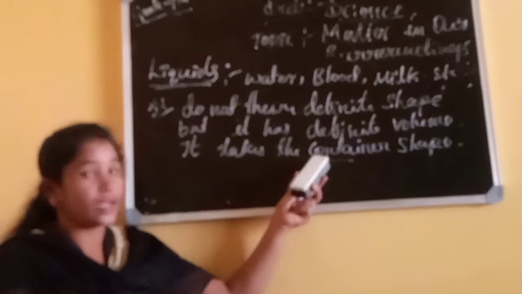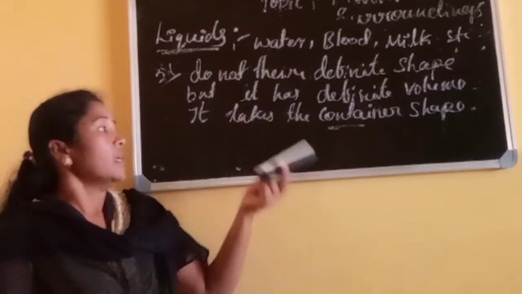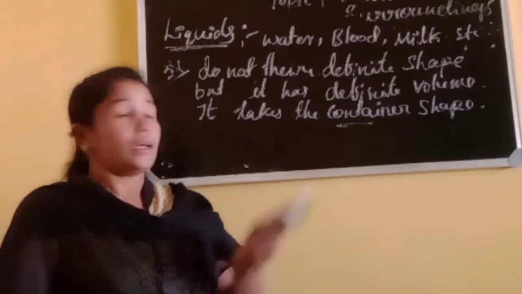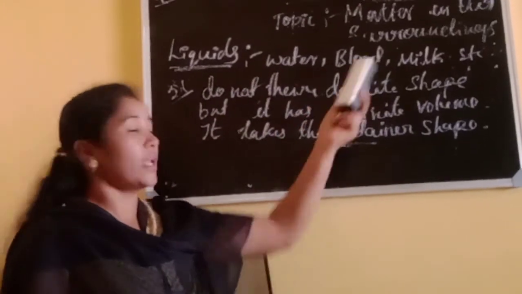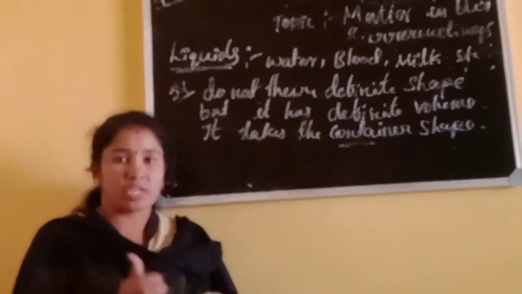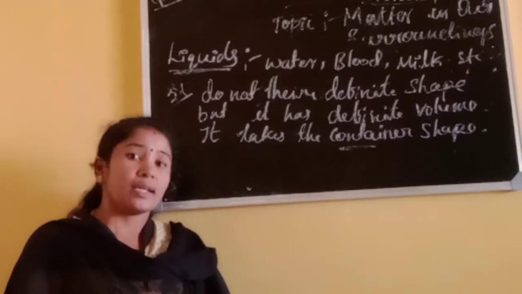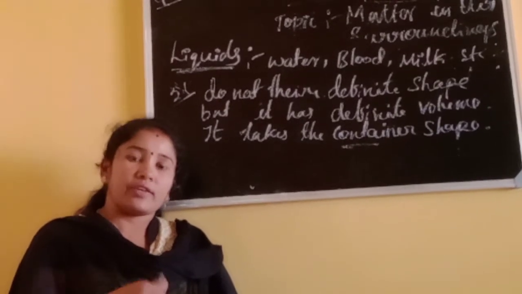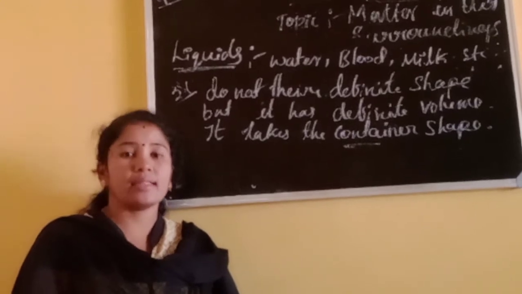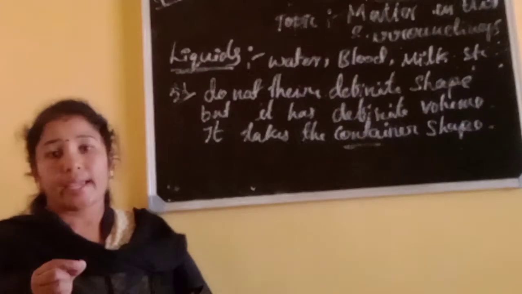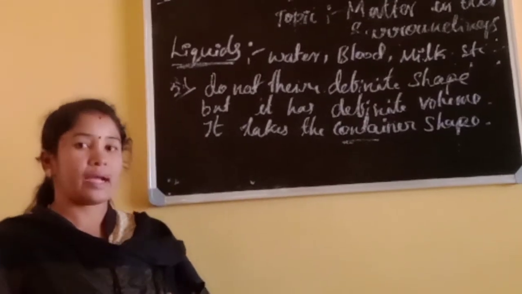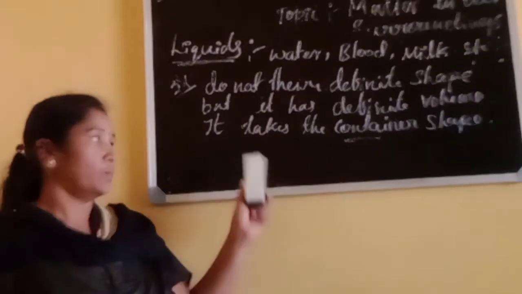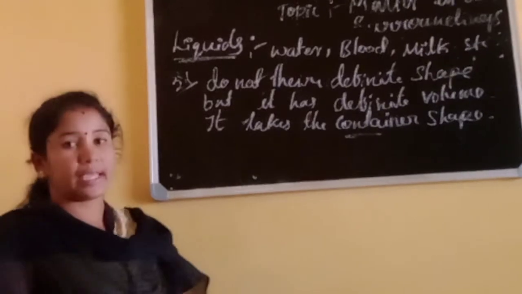What containers are you using to keep liquids? It takes that shape. For example, if you use a jug to store water or blood or any other liquid, it takes the jug shape. Or if you choose a glass, it takes the glass shape. Or a water bottle, the water takes the bottle shape. Whatever utensils or containers you choose, it takes the container shape. There is no definite shape, but it has a definite volume. These are some properties of liquids.